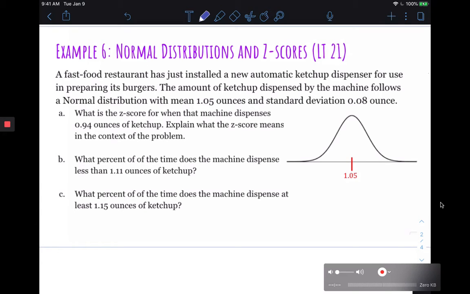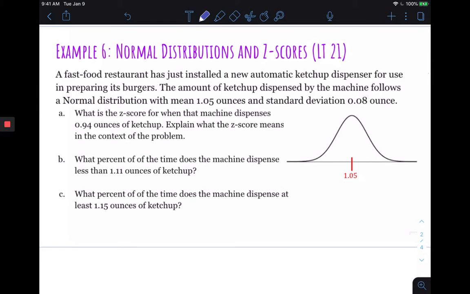Okay, we're going to do number 6 on the Unit 7 review. So this is the same scenario as I think it was example 4. A fast food restaurant has installed a new automatic ketchup dispenser for use in preparing its burgers. The amount of ketchup dispensed by the machine follows a normal distribution with a mean of 1.05 ounces and a standard deviation of 0.08 ounces.